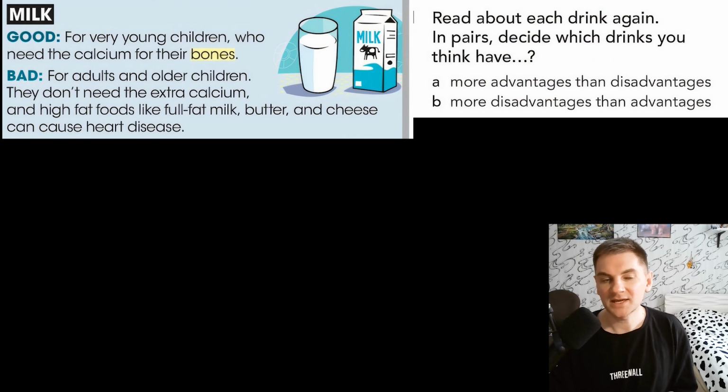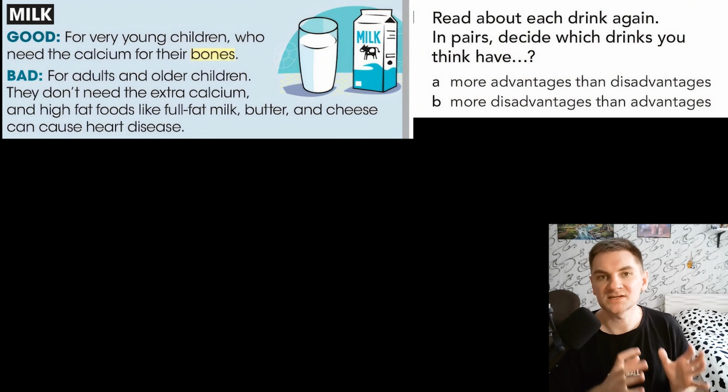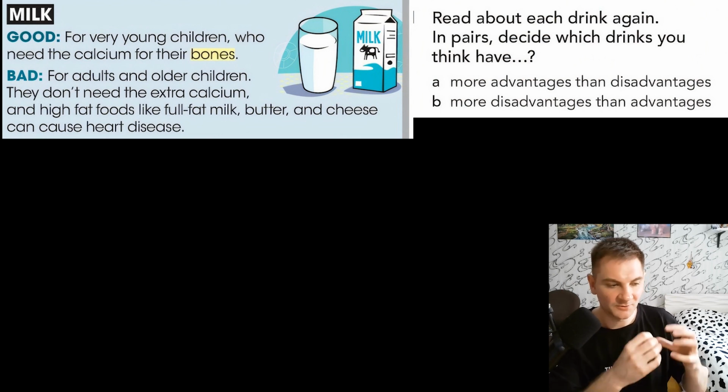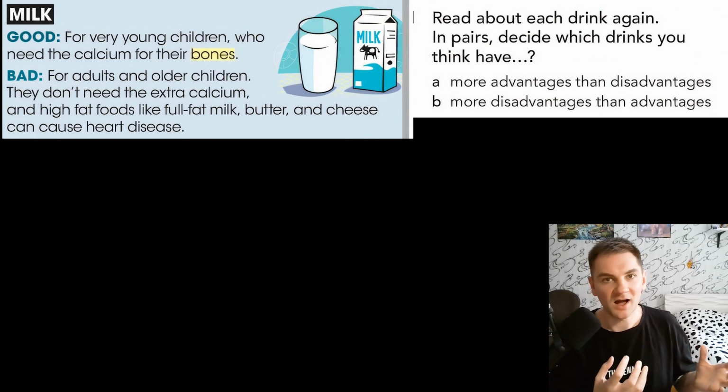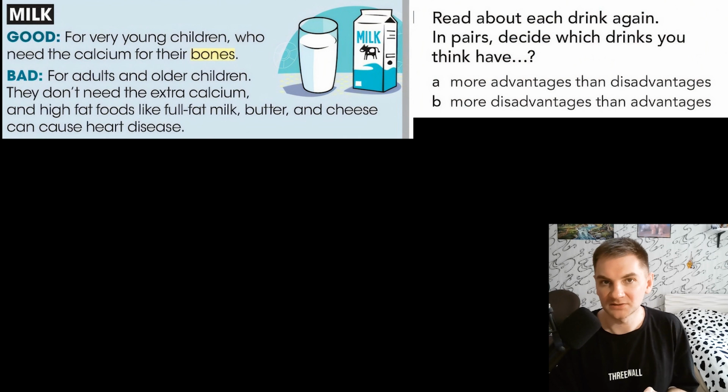Milk. Again, for children, milk is great, but I don't think that adults should drink it. Adding it to some recipes is okay, we always use milk in them, but drinking pure milk, I don't know. I think it's better not. So, what do you think of milk?